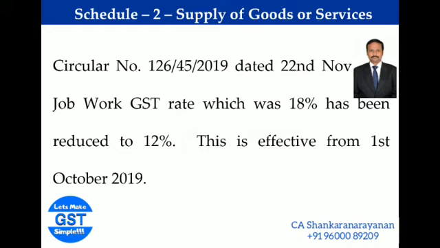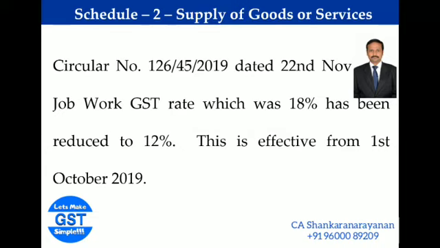Circular number 126, given on 22nd November 2019, is a very important circular for job work. Its importance is that it has given us the rate of tax. How do we determine the rate of tax, especially since 1st October 2019, when the department reduced the job work GST rate from 18% to 12%?